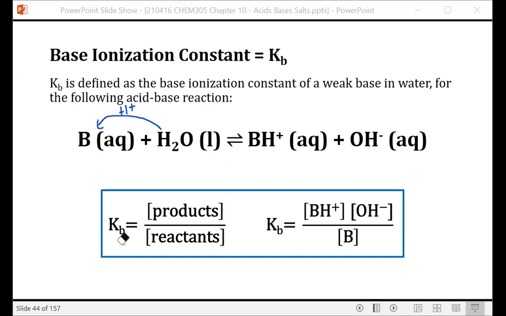So to calculate the base ionization constant, you take the concentration of each of your products, the conjugate acid of the base, BH plus, and the conjugate base of water, OH minus, divided by the concentration of your reactants. And again, we don't include water because it's a pure liquid, so it's just the concentration of your original base.